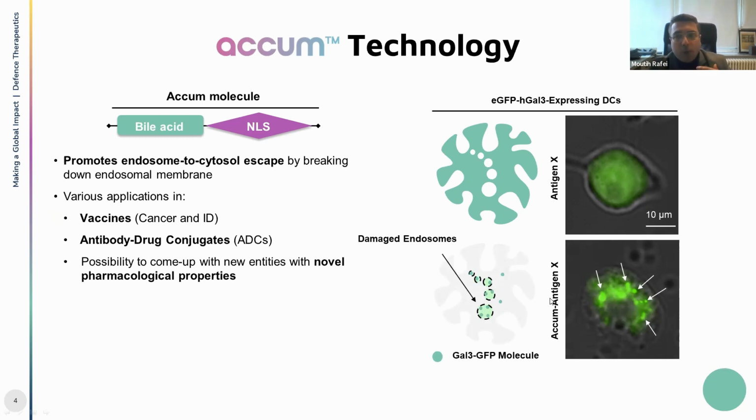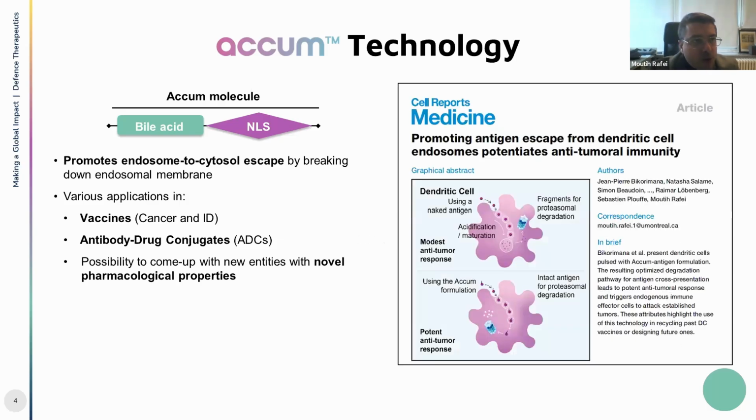So of course, we've applied this technology in different verticals, one of which was to demonstrate that we can significantly enhance the activation of T cells by re-engineering dendritic cell vaccines, which have been around for over 30 years now in the field of cancer immunotherapy. We've demonstrated that the accum technology could enhance by at least 50 to 100-fold the activation of T cells.